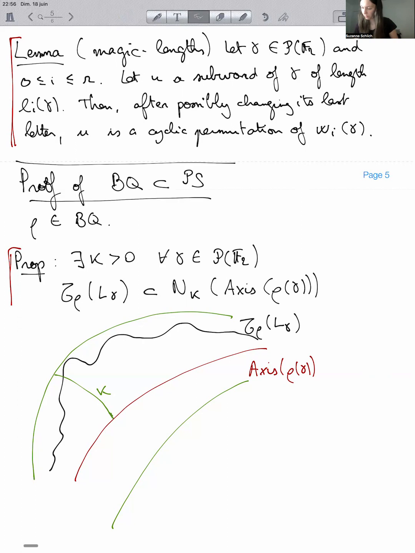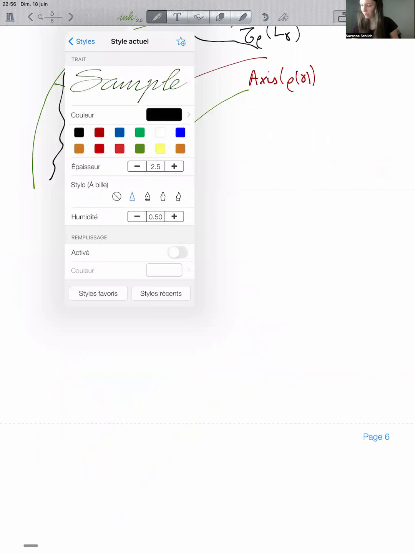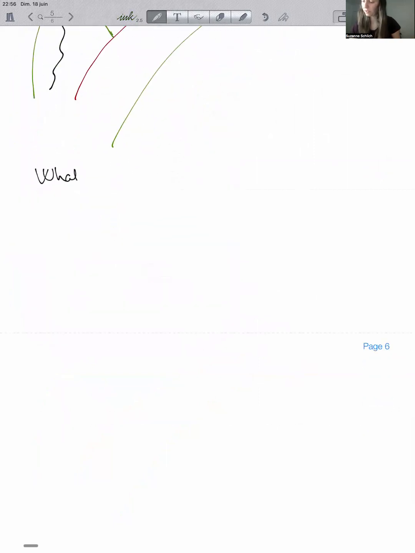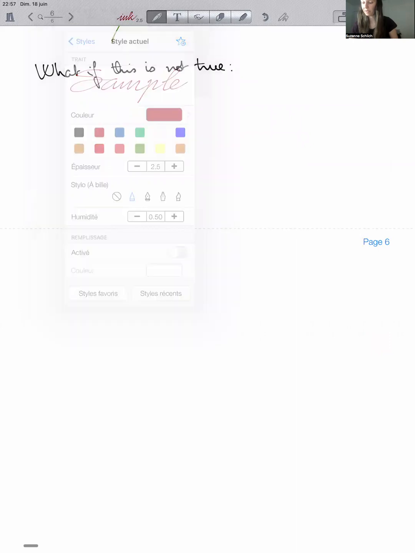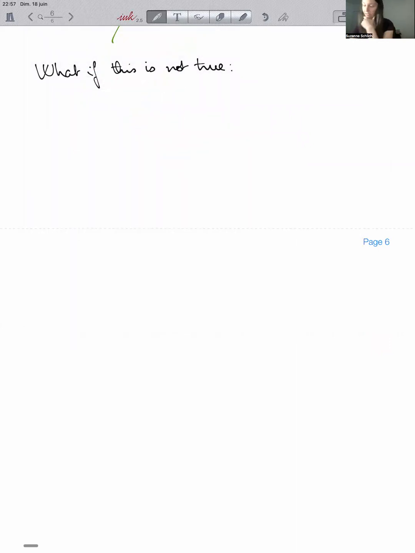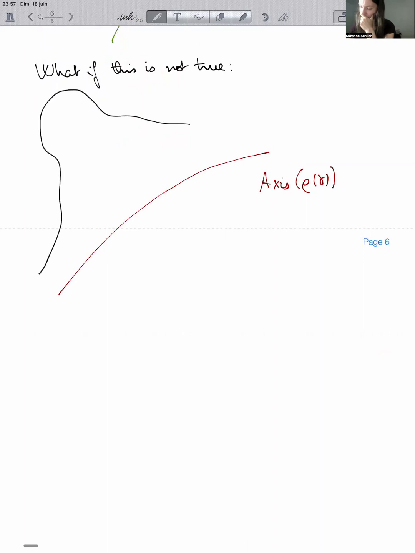So how are we going to prove that? Let us try to understand what happens if this is not true. I'm doing proof by contradiction. This means that we will be able to find an element gamma that will be big. We have to think of it as a big element gamma. So we have the axis of gamma. But for this element, the orbit map will go far away from its axis. Okay, so this is the orbit map.